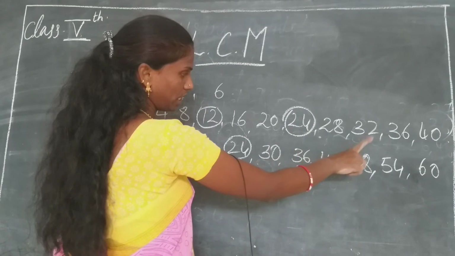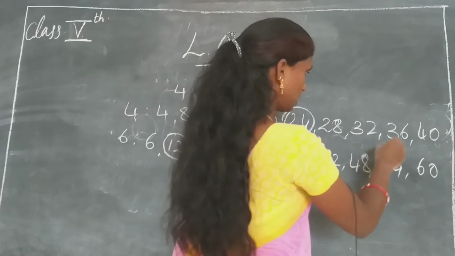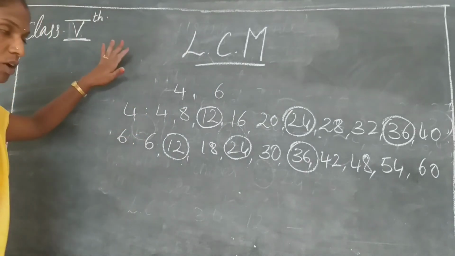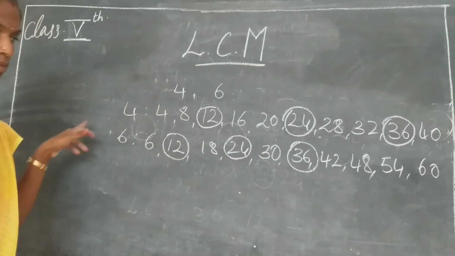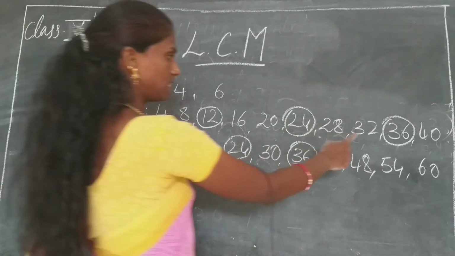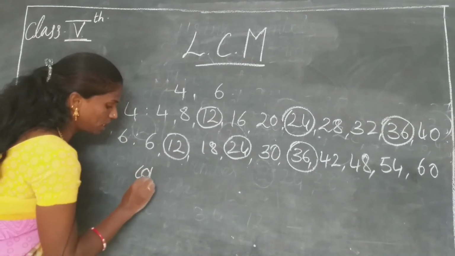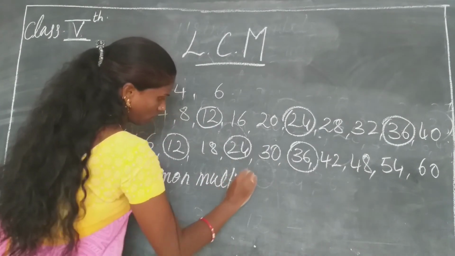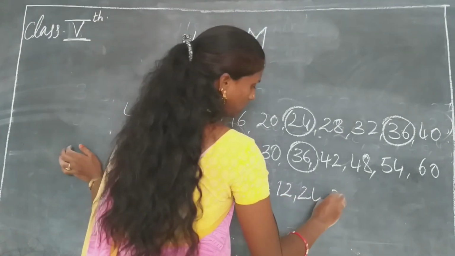And again 28 is not there. 32 is not there. 36. So 36, round off the 36. So what are these? Common, same. 12 is the multiple of 4 and at the same time 12 is the multiple of 6. 24 is the multiple of 4 and at the same time 24 is also multiple of 6. 36 is the multiple of 4 and at the same time 36 is also multiple of 6. So what are the common multiples? The common multiples are 12, 24, 36.